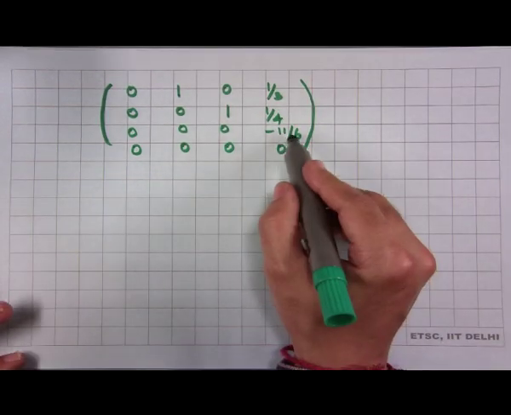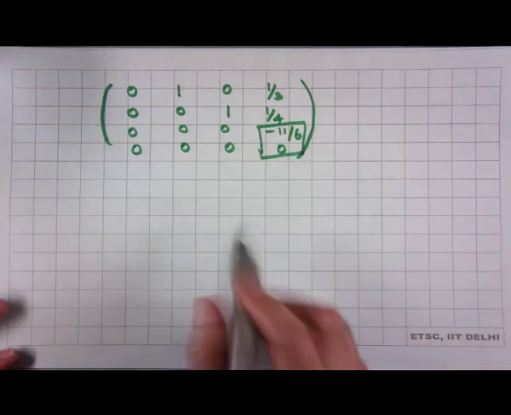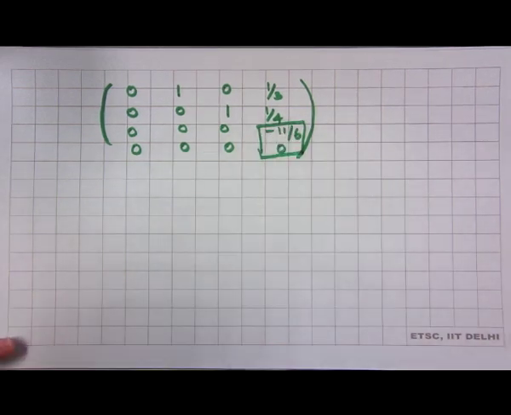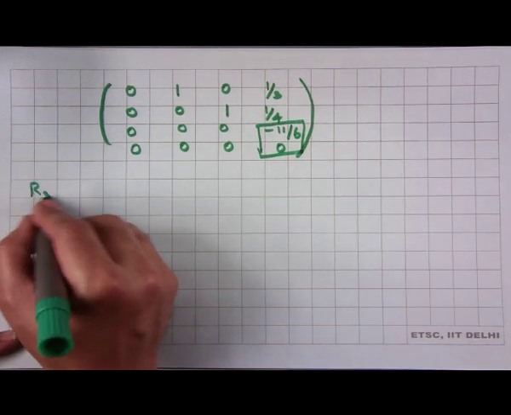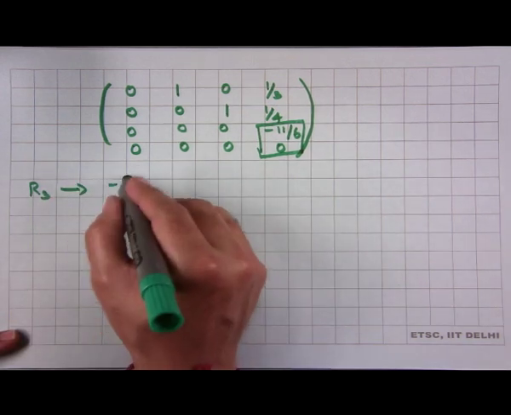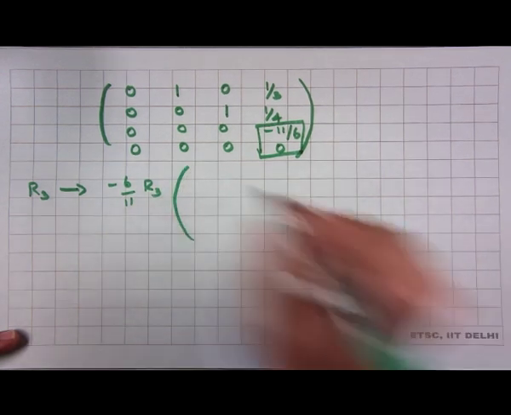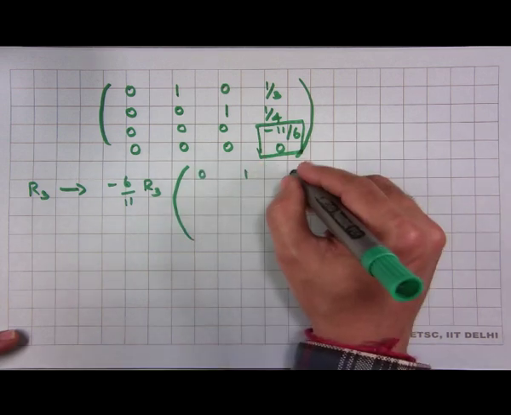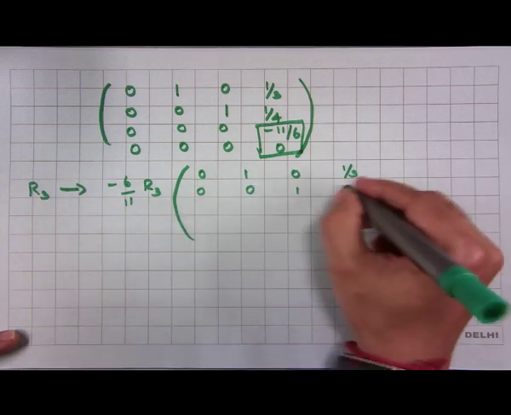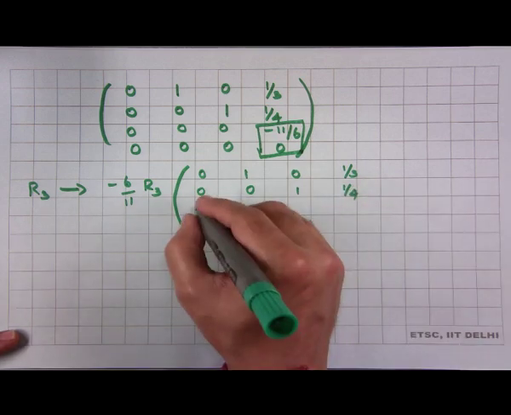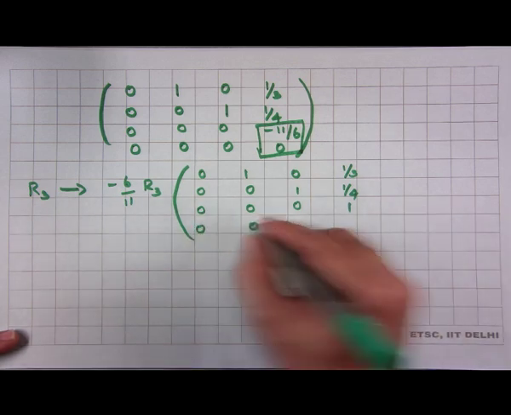Finally, you will have to consider this part. The first non-zero element is this minus 11 by 6, we will convert this into 1. R3 is replaced by minus 6 by 11 times R3, 0, 1, 0, 1 by 3, 0, 0, 1, 1 by 4, 0, 0, 0, 1, the remaining things are going to be zeros.